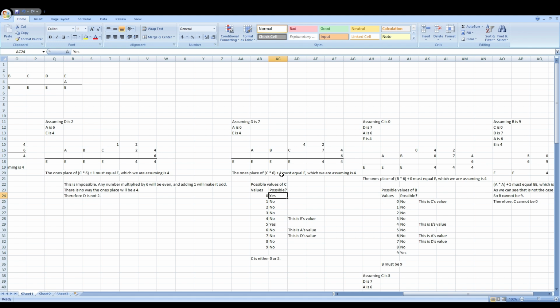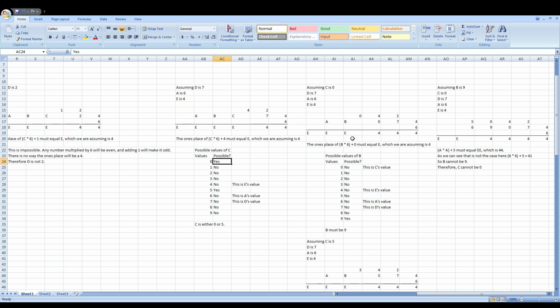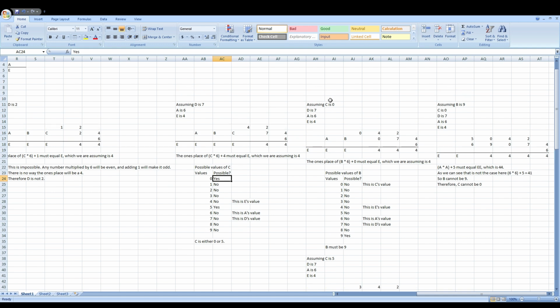5 times 6 plus 4 is 34. So we would have a 4 in the ones place, that works, and we carry the 3. Again, 4, 6, and 7 are not going to work because those values are already taken. Good, so now we have C equals 0 or 5. Assuming C is 0, then working through that same equation, B must be 9.